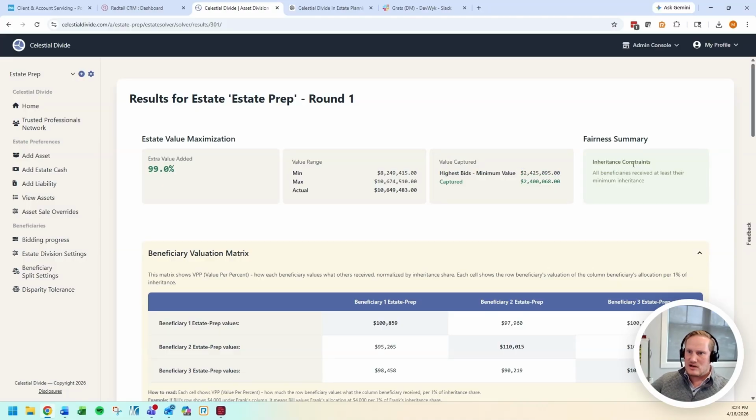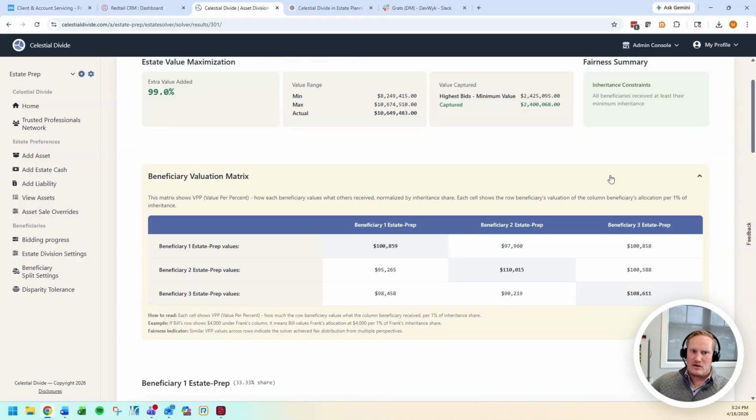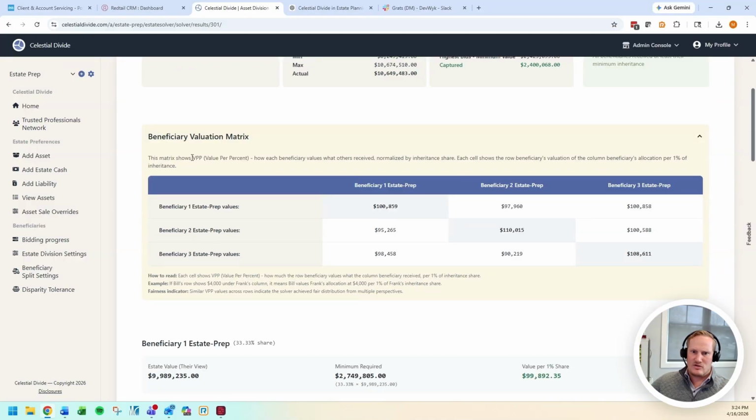This is just a quick check. Inheritance constraints were all fulfilled. So as we scroll down here to the valuation matrix, we'll be able to get a good understanding that we have no jealousy, or at least it's within the disparity tolerance that we have set. That is a possibility that you allow for if you expect people are willing to work together or putting in values that are rounded as opposed to thought out.